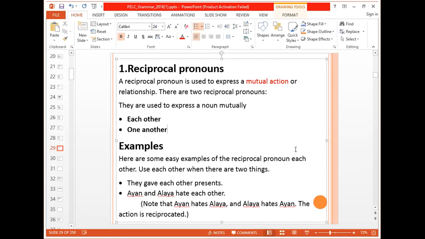For example, we know one another. These two are reciprocal pronouns, each other and one another. If I say we know one another, I know you, you know me. Clear? Yasser knows me, I know him. So we can say we know one another. How many reciprocal pronouns do you have? There are two: each other and one another. There is something that you need to keep in your mind related to reciprocal pronouns. Clear?